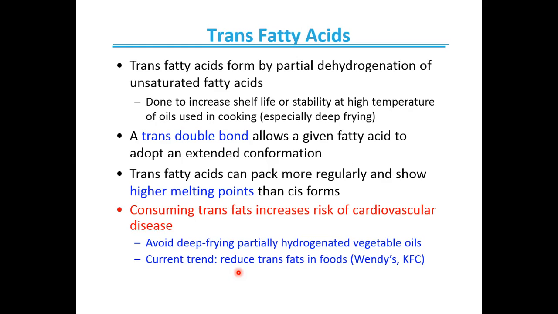Consuming trans fats increases the risk of cardiovascular diseases. Avoid deep frying in partially hydrogenated vegetable oils. The current trend is to reduce trans fats in food.